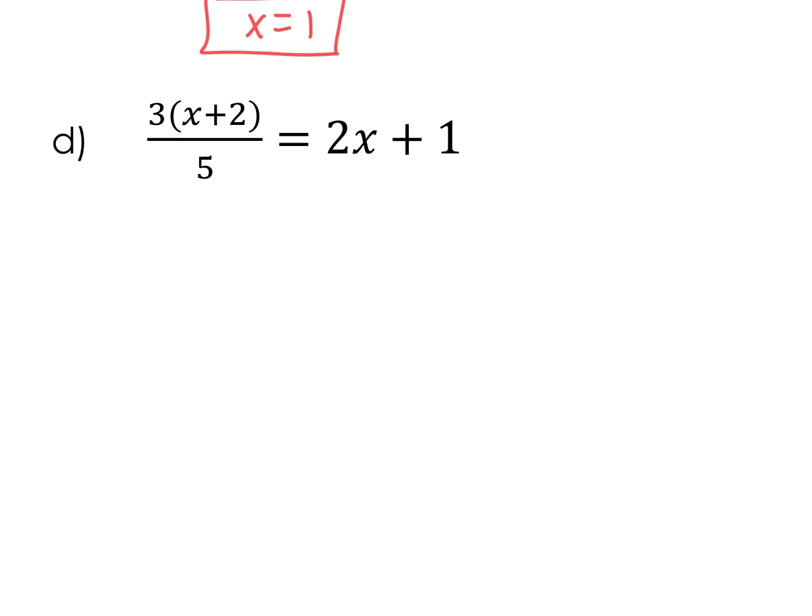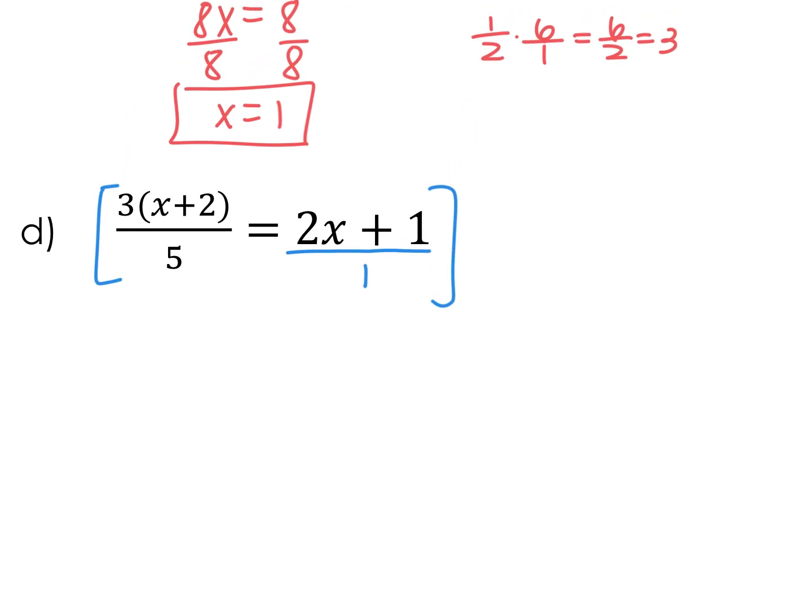All right, so D, we have 3 times x plus 2 over 5 equals 2x plus 1. So once again, this is 2x plus 1 over 1, okay? Are we okay with me doing that? Just like I do with a fraction? Like if it was 3, I could say 3 over 1. So then my lowest common multiple is 5. So I'm going to multiply everything by 5.